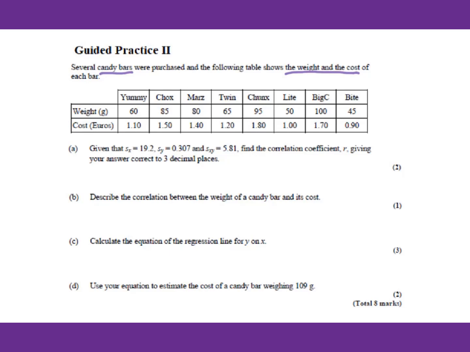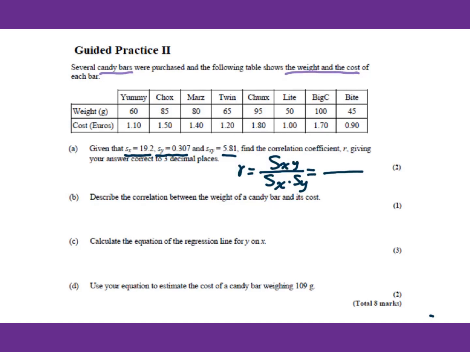Given the standard deviation for X is 19.2, for Y is this, and the covariance is 5.81. Find the correlation coefficient. We know that R equals covariance over standard deviation for X and then standard deviation for Y.